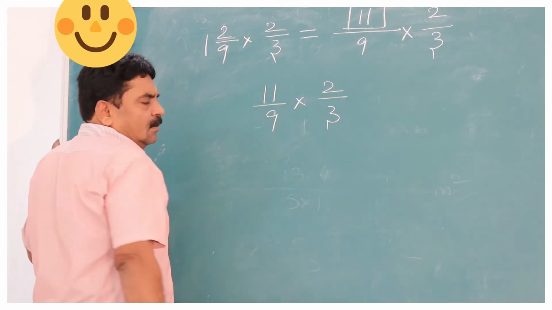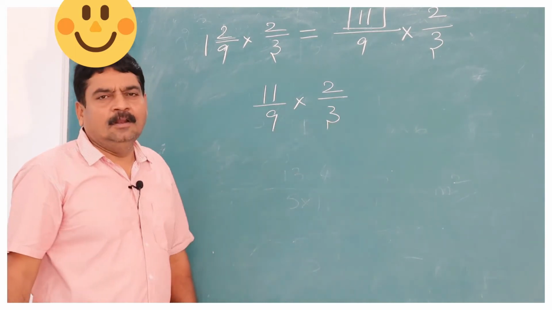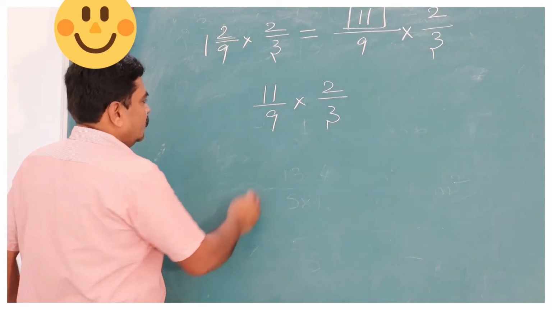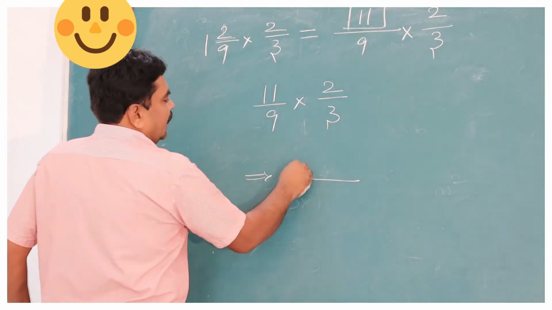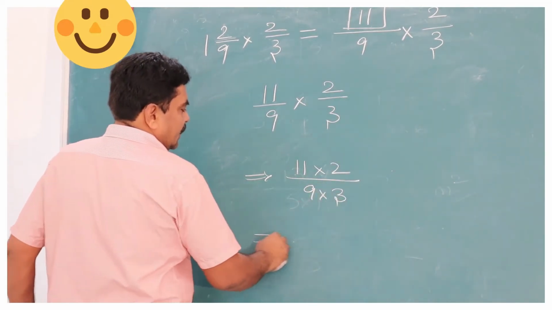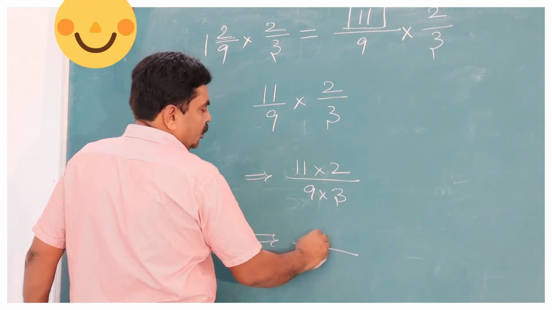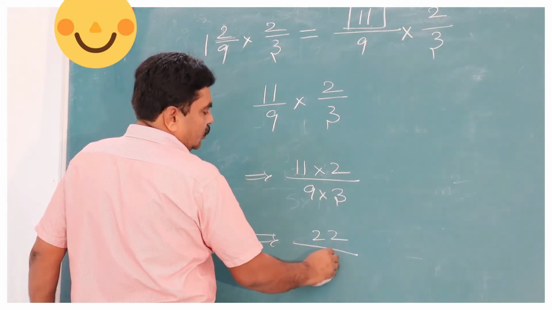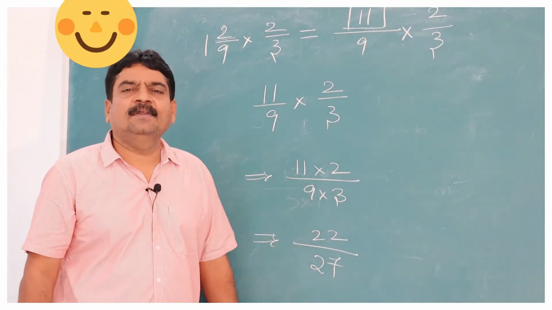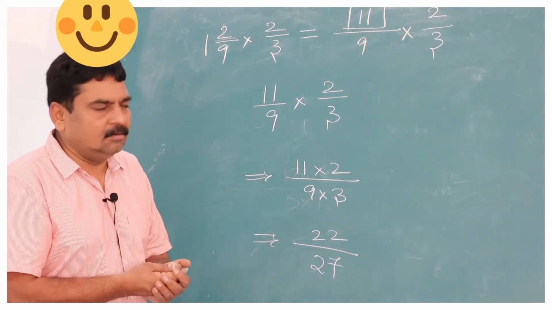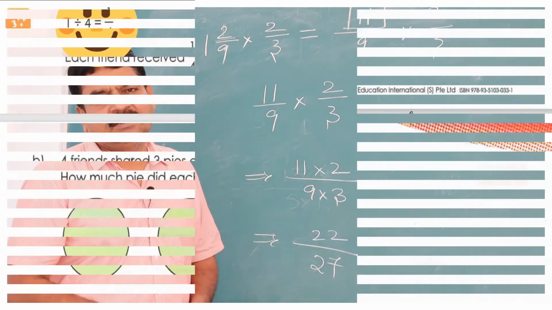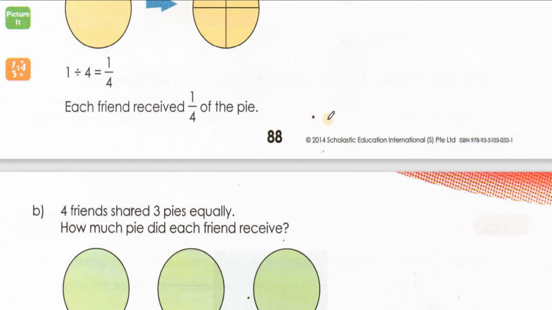Now there is no doubt at all. You multiply numerator into numerator and denominator into denominator. So it comes like this: 11 into 2 by 9 into 3, it comes as 11 twos are 22, 9 threes are 27. This is the simplest fraction because 22 and 27 don't have any common factor. Yes or no? So 22 by 27 is your answer. Shall we go to the next? 88. Practice 4.